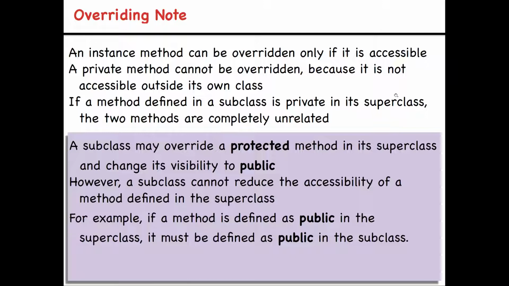A subclass can, of course, override a protected method in the superclass. The whole point of the keyword protected is that your children, the child classes, can see it and use it, but no one else can. The subclass can also change its visibility to public. It can make it less restrictive.